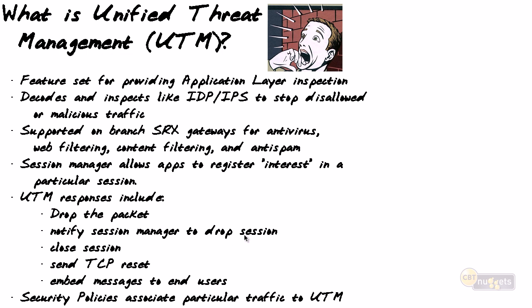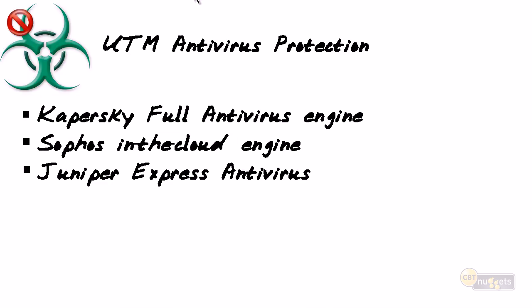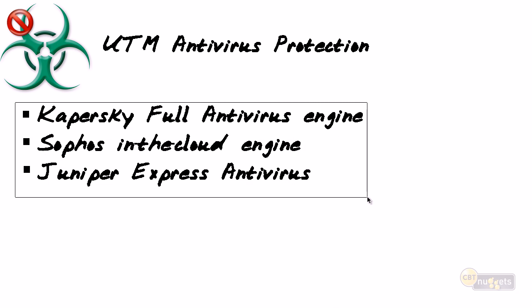So as we can see here, it's security policies that we're dealing with here, and it's security policies that actually associate the granular or particular traffic to the Unified Threat Management feature. Okay, well, that's UTM kind of in a nutshell. As we've already established, this particular nugget is going to focus on the antivirus feature of UTM, so let's take a look. Okay, in this nugget and for the JNCIS security exam, we're going to talk about 3 different types of UTM antivirus protection, but we're going to focus on one of these, okay?